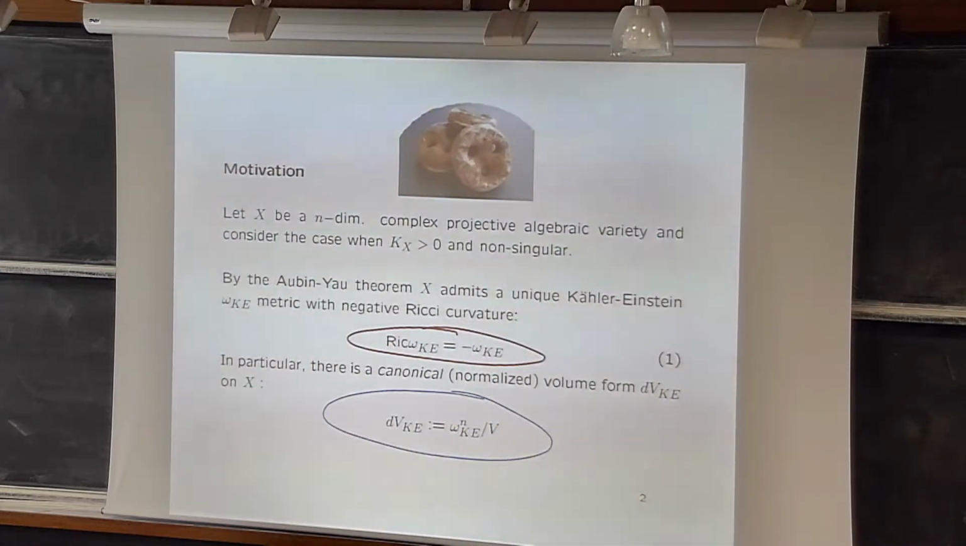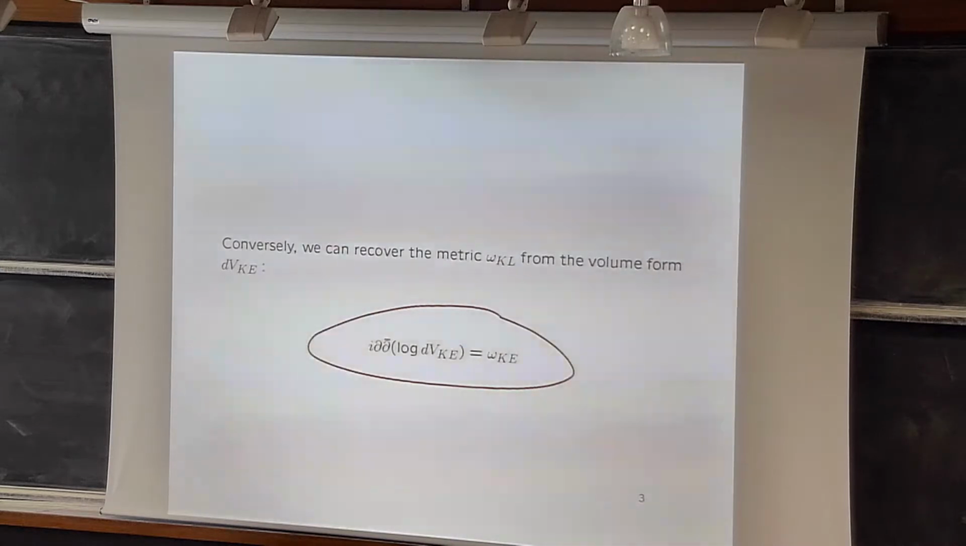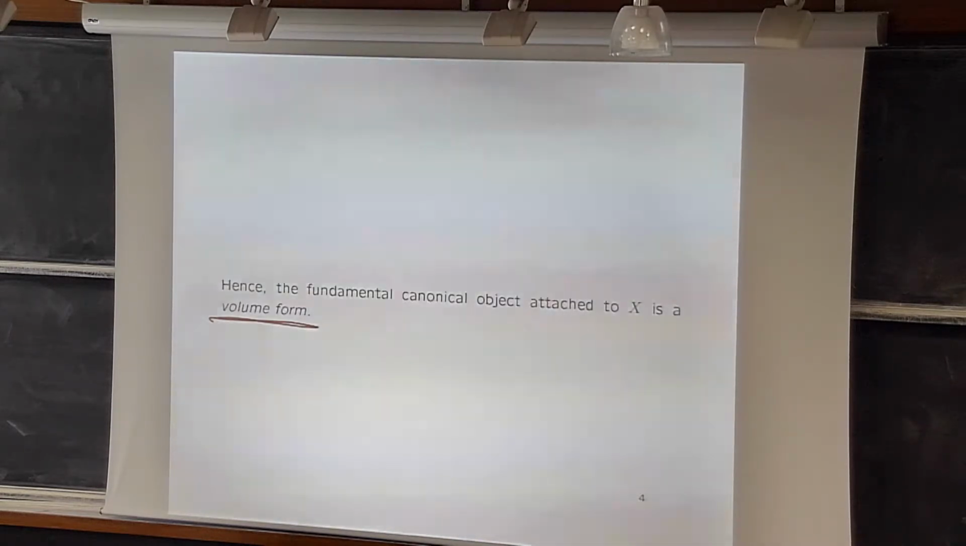Okay, so then by the Aubin-Yau theorem, we know that X admits a Kähler-Einstein metric of negative curvature. If I have a canonical metric, it means that I have a canonical volume form. And conversely, as you know, we can recover the metric from the volume form. That's the magic of complex Kähler geometry, right? So you can think of the fundamental object as being a volume form. Let's do it today because that's useful for my purposes. So we have a canonical volume form.